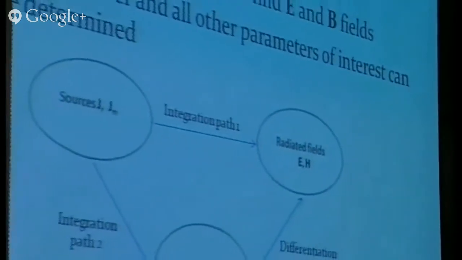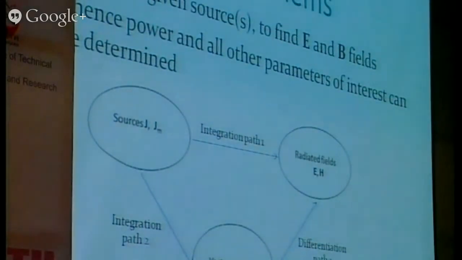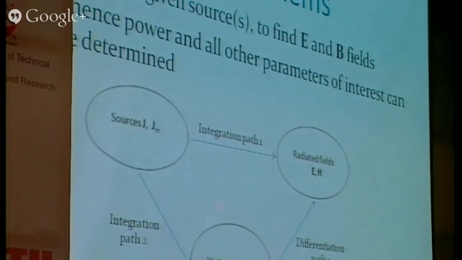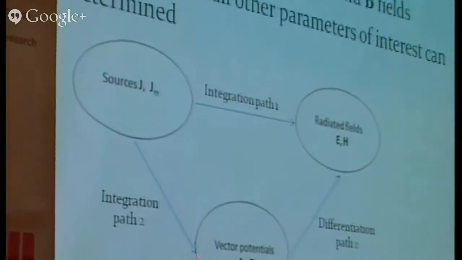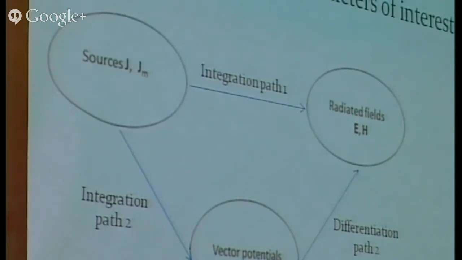A is what is called magnetic vector potential, and F is called electric vector potential. Of course, this needs integration, but much simpler integration. And once we have the vector potentials A or F, then by a simpler differentiation, it is possible to get the fields. Once we have the fields, power and other things can be computed. So vector potentials are important in electromagnetics because they make the field estimation simple.